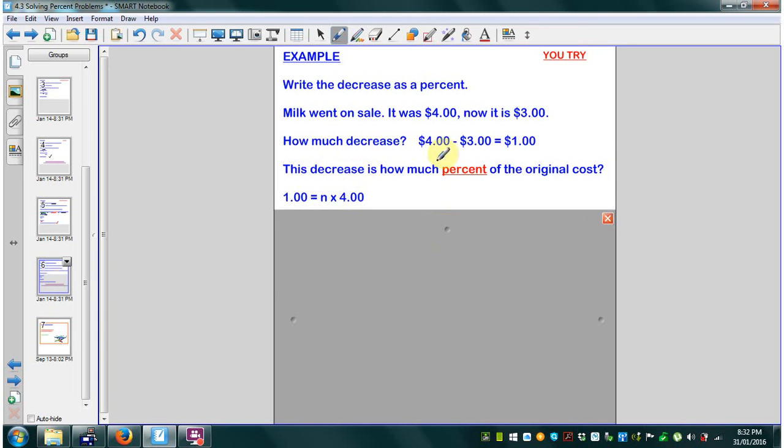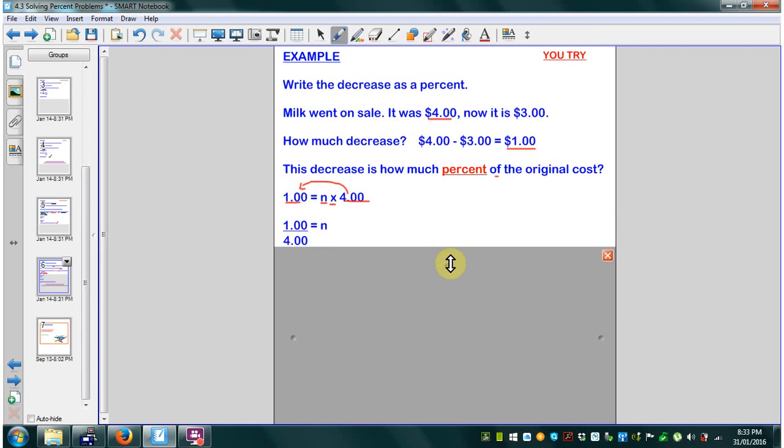So this decrease of $1 is how much percent, what we're looking for, of the original cost. The original cost being $4. Alright, we got to move over our 4 to the other side. It's being multiplied by, so we need to divide it by on the other side. So 1 divided by 4 equals our n.